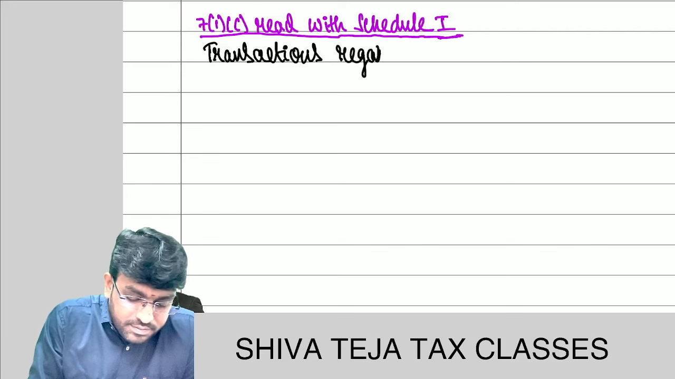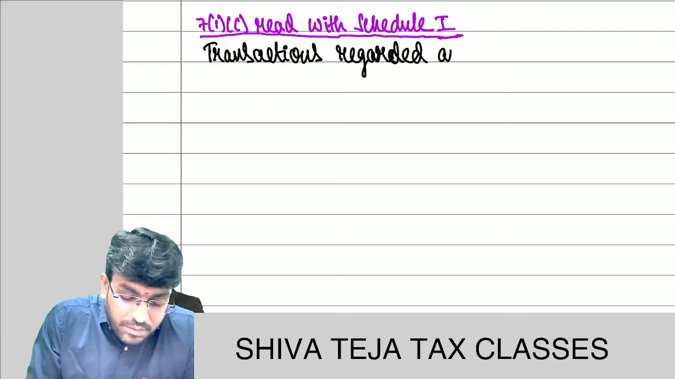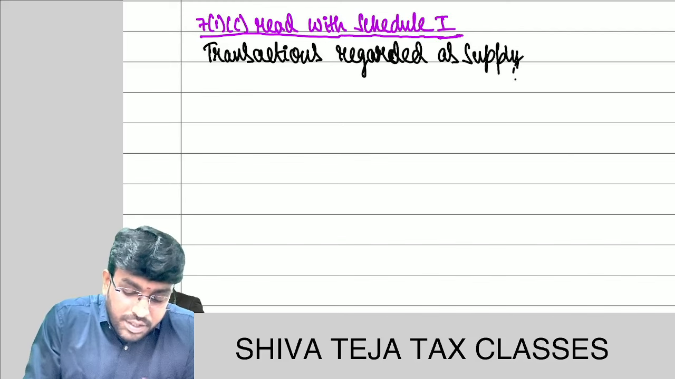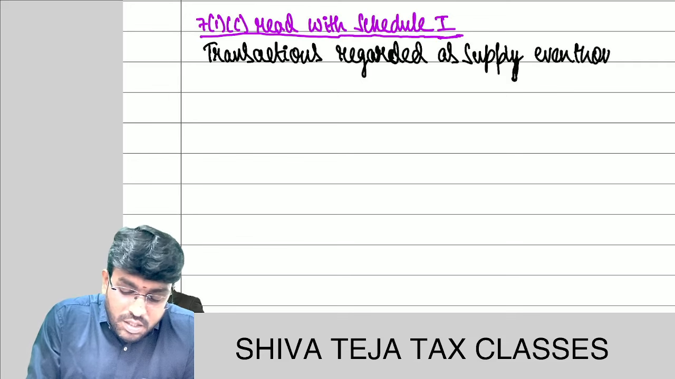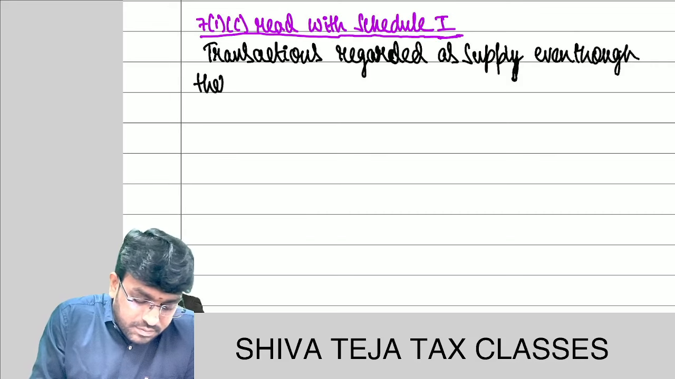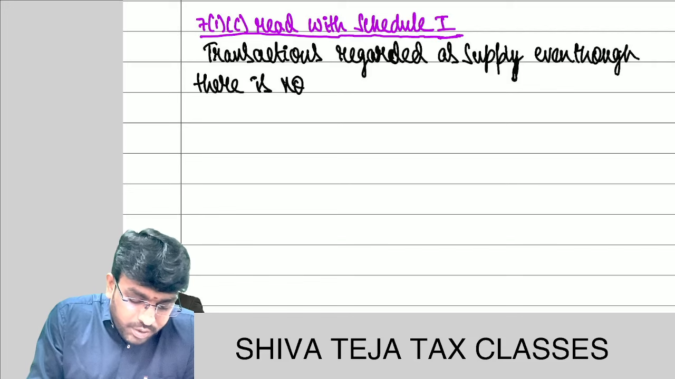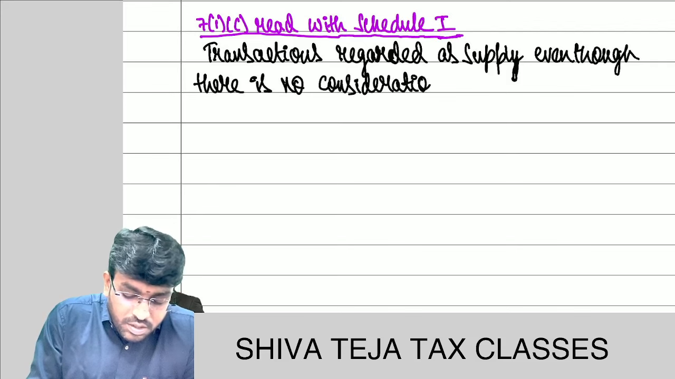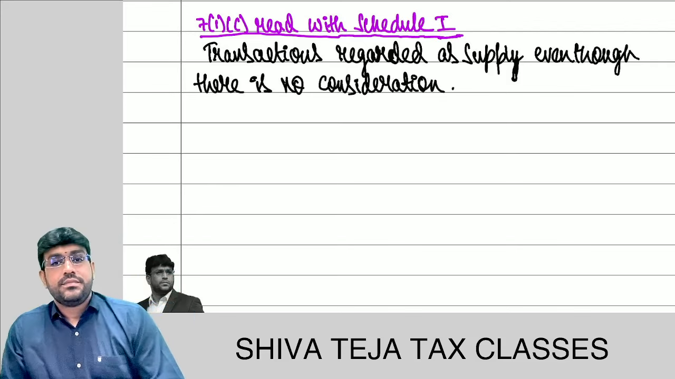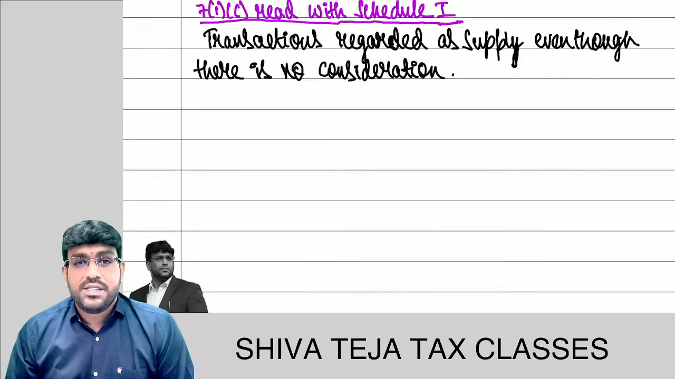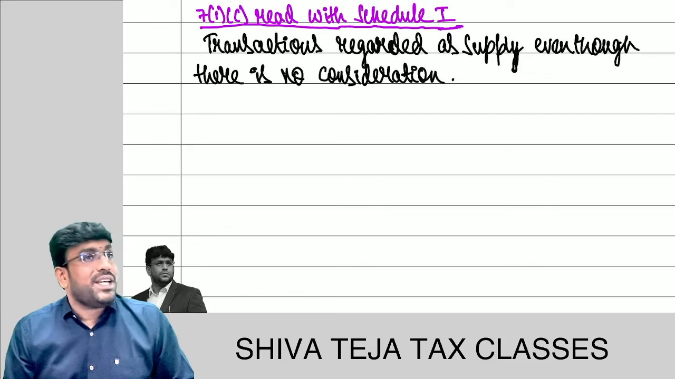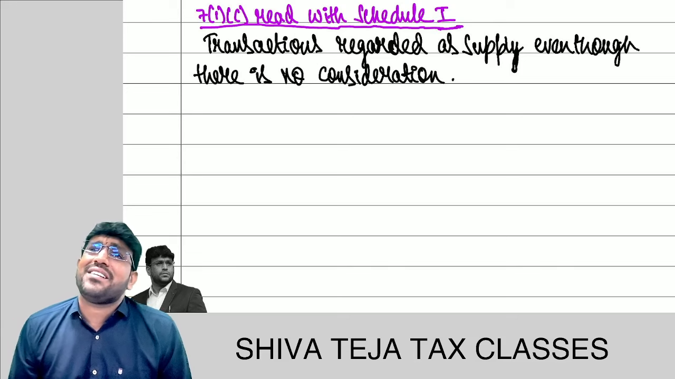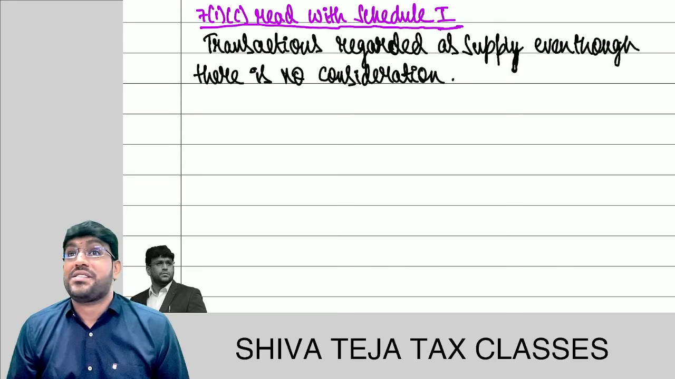Transactions regarded as supply even though there is no consideration. So what is the line I wrote? Transactions which are regarded as supply even though there is no consideration. That means money is not coming, but still it is supply. Such a dangerous word, sir.